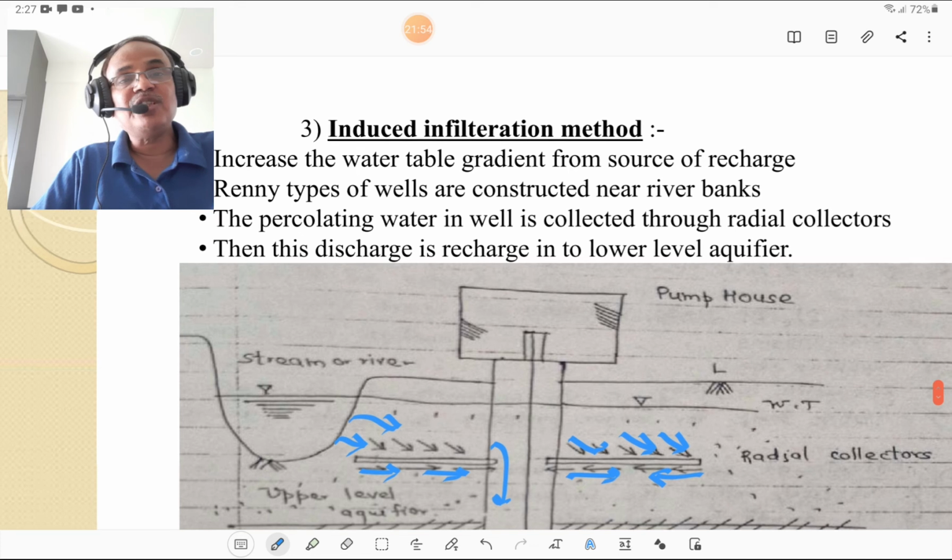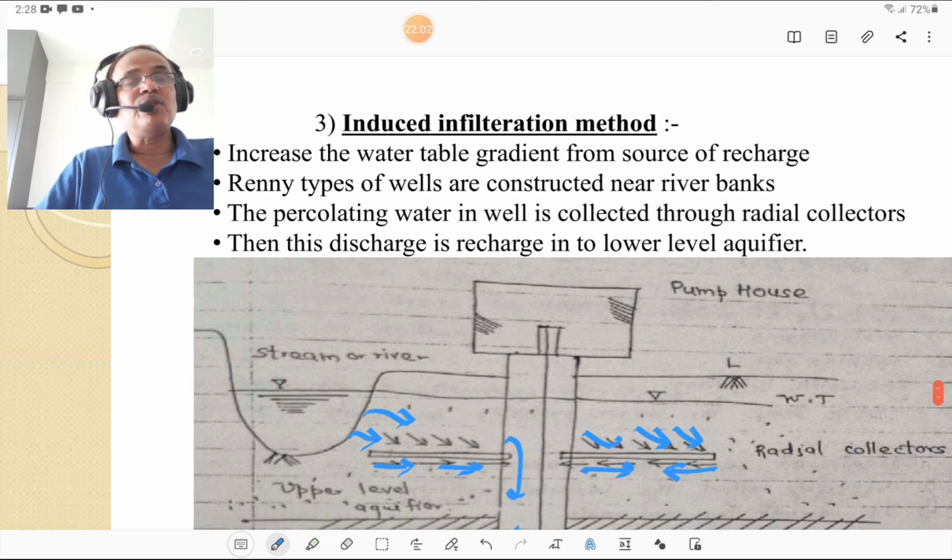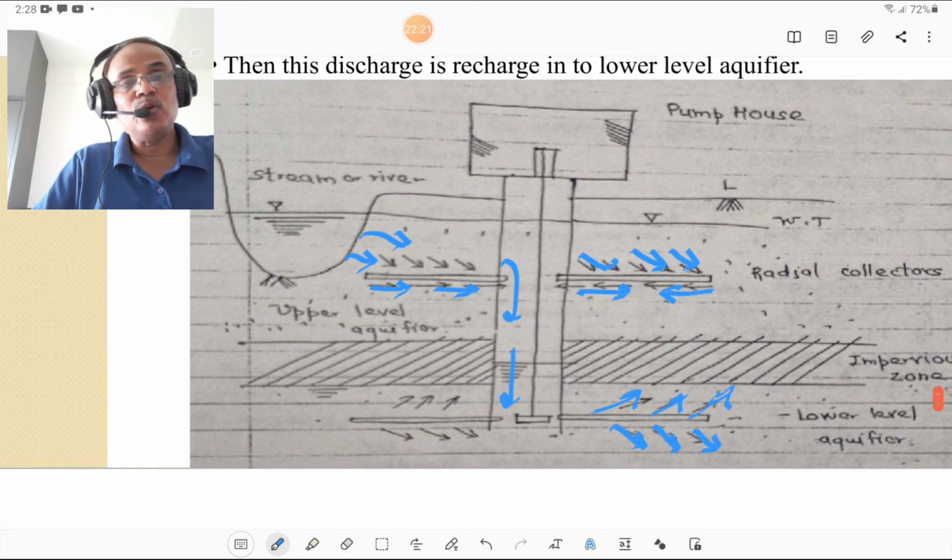And the third method, which is all the time asked in competitive examinations, is the induced infiltration method. Increase in the water table gradient from the source of recharge. Ranney type wells are constructed near river banks. The percolating water in the well is collected through the radial collectors and then the discharge is recharged into the lower level aquifer.